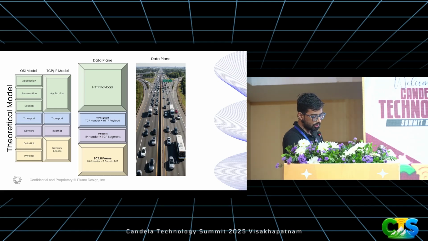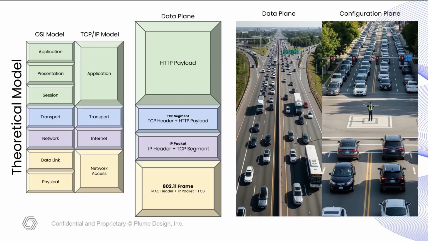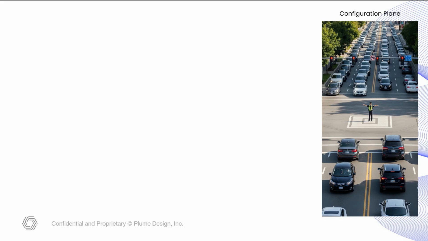But to manage this traffic on roads, we need a traffic management team. They decide which roads are open, where to build new lanes, when to change the traffic signals, and which routes cars should take. This is called the configuration plane or control plane. The control plane sets up the rules and policies, but it's not moving the cars itself. So while the OSI and TCP models explain the journey of cars, which in Wi-Fi means data, they do not explain how the traffic rules are configured or who decides the route. That's called the configuration plane. So let's understand what the configuration plane is.